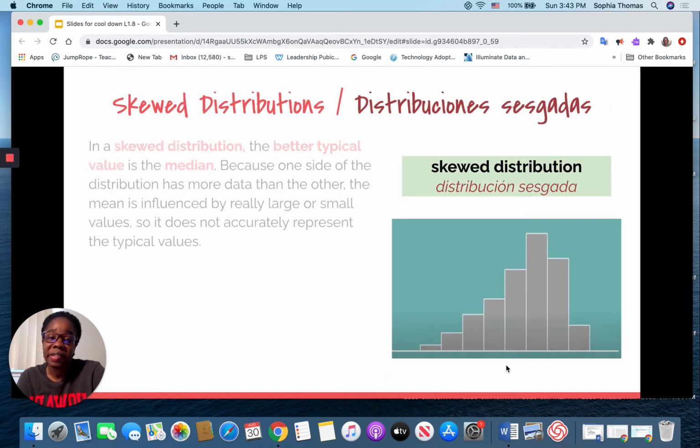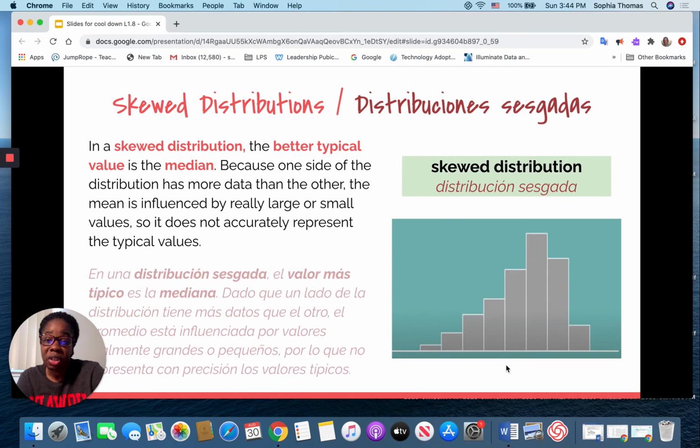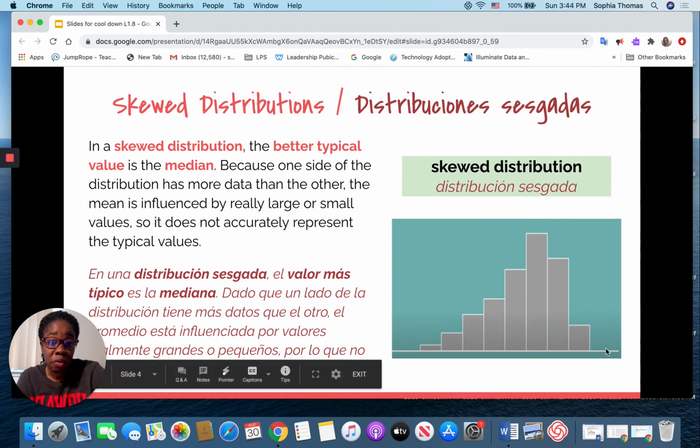Now, in a skewed distribution, the better typical value is the median. Because one side of the distribution has more data than the other side, the mean is influenced by really large or really small values, so it does not accurately represent the typical values in the data set.